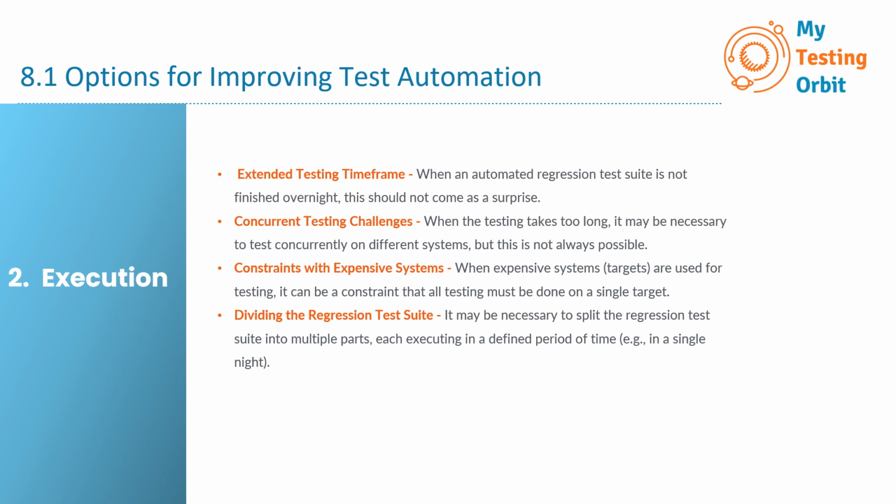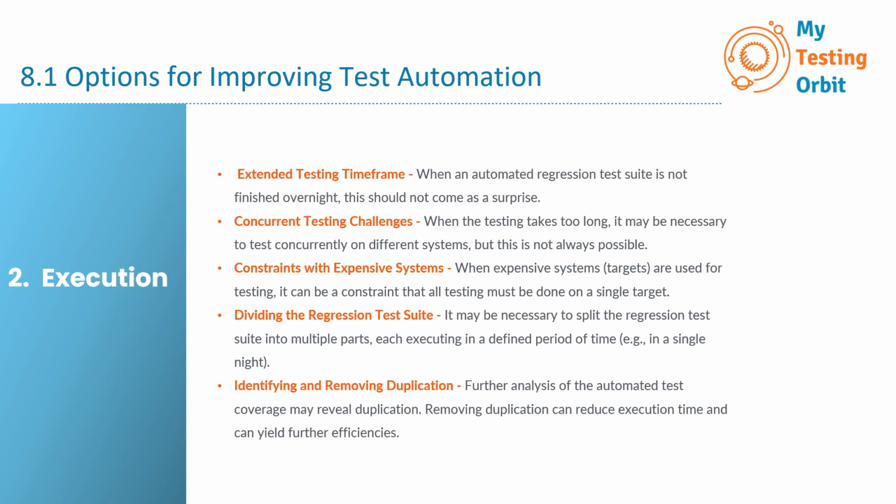Then we have dividing the regression test suite. Let's say that to address the lengthy testing duration, you decide to divide your regression test suite into smaller, manageable parts, each designed to run within a specific time frame, such as overnight. By breaking down the regression test suite into smaller segments, you can distribute testing efforts more efficiently to make sure that the critical tests are completed within a reasonable time frame.